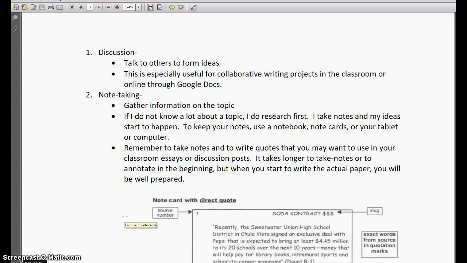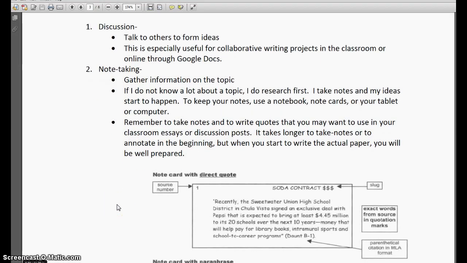Next is note-taking. Note-taking is very important. Any reading you do in my class, you should write notes and keep them because you may use those notes in your writings. So instead of having to reread or to skim through or scan through your prior readings, you have your note cards and you can use those to help you with the test and your essays.